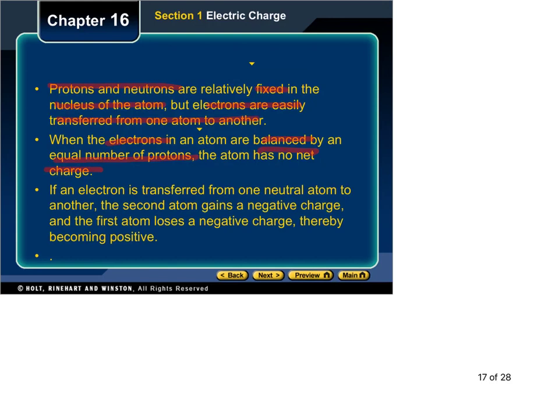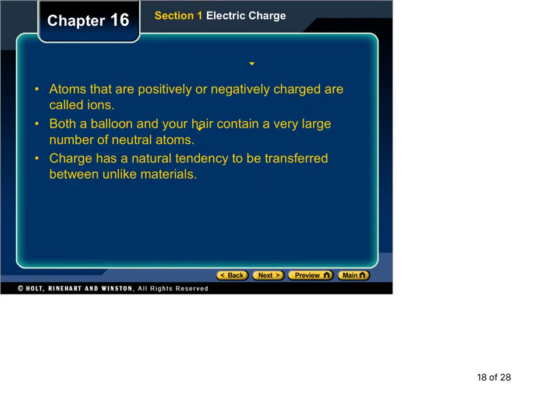However, if we transfer an electron from one atom to another, the second atom is going to gain a negative charge. The first atom loses a negative charge, making it positive. Now, these atoms that are positively or negatively charged are called ions.